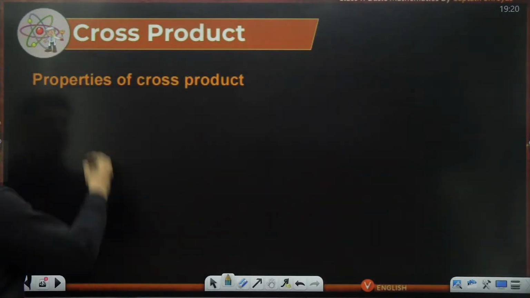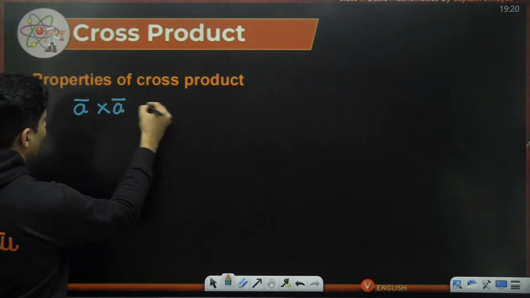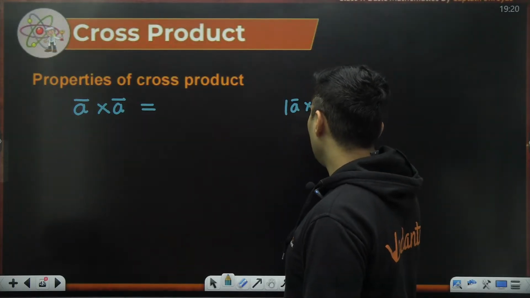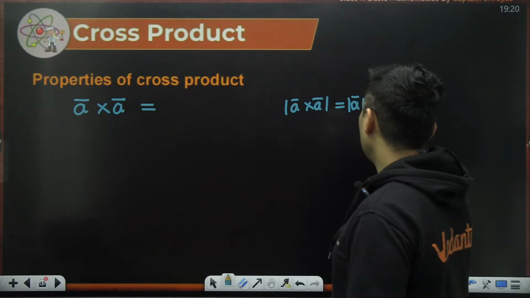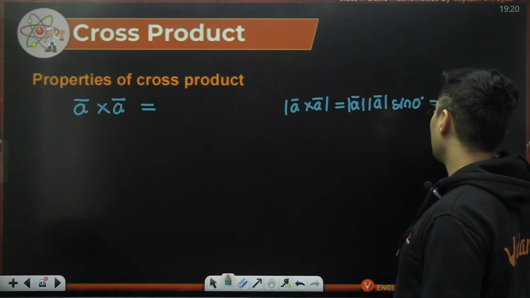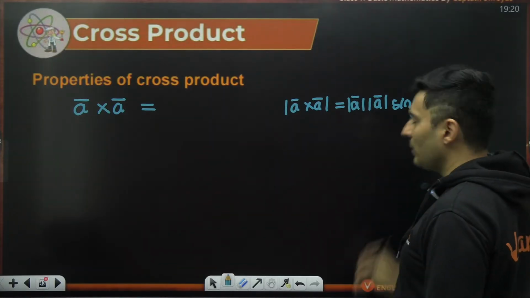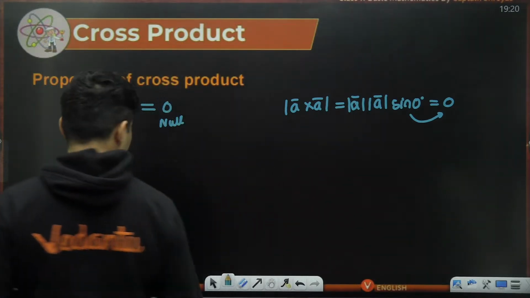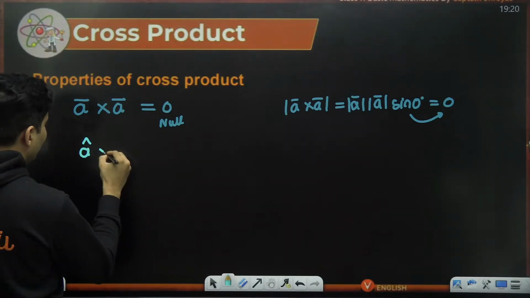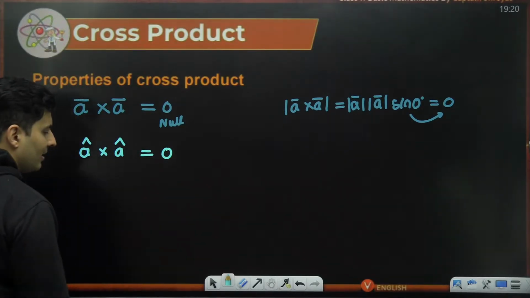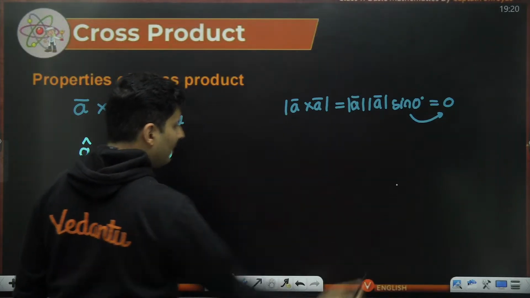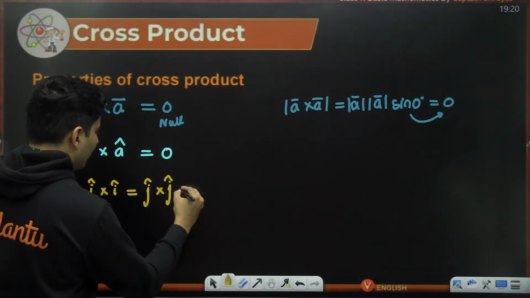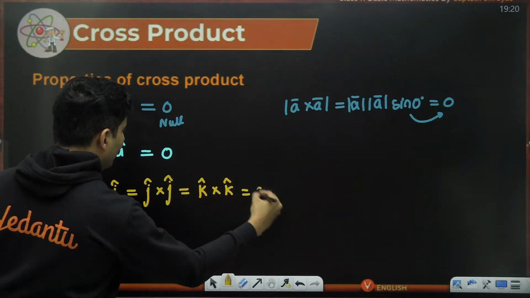All right, so let's say we do A bar cross A bar. Let's see how many of you can get this. A bar cross A bar. If you look at the magnitude of A cross A, it will be magnitude of A into sine of the angle between them. Sine of 0 is 0, so 100% it will be a null vector. Not just this, even if I do any unit vector cross itself, it will be a null vector. Even our specific vectors like i cross i, j cross j, or k cross k, all of them will be 0.